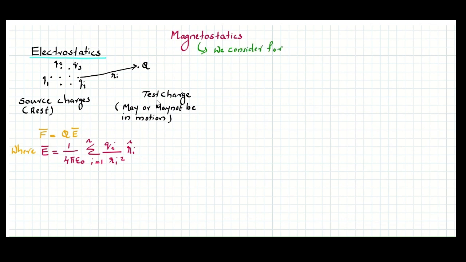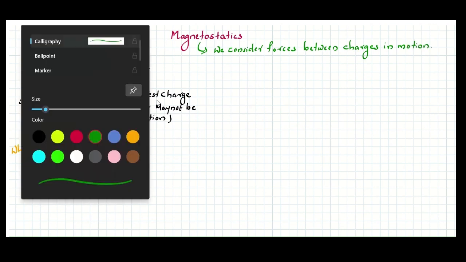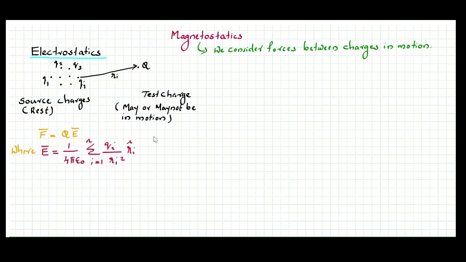Thus, in electrostatics, we have taken the source charges to be at rest, whereas in magnetostatics, we are considering the forces between the charges which are in motion. We know that when the charges move, they will constitute current.